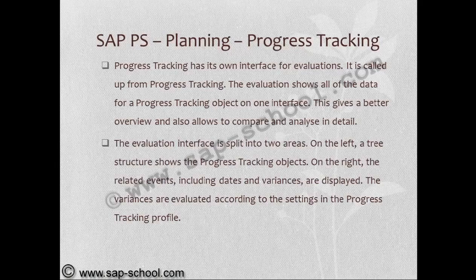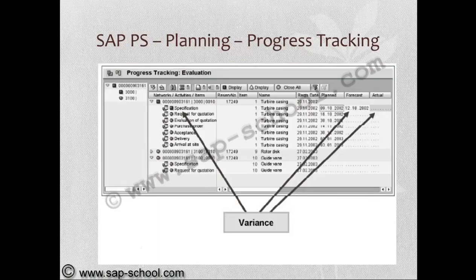The evolution interface is split into two areas. On the left, a tree structure shows the progress tracking objects. On the right, the related events including dates and variances are displayed. The variances are evaluated according to the settings in the progress tracking profile. So we can see the screen: on the left side the object is shown, and on the right side the dates and the variances.